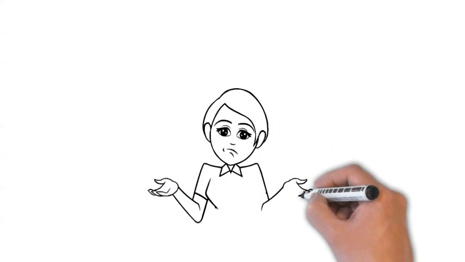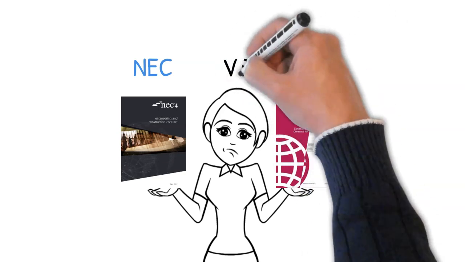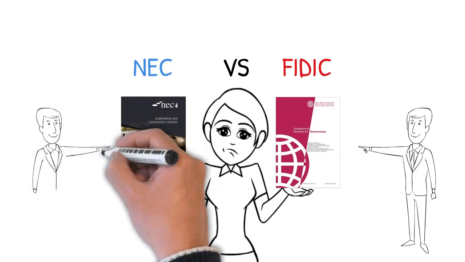Two of the most commonly used international construction contracts are NEC and FIDIC. In this video, we are going to compare the two using a report conducted by NEC, a comparison of NEC and FIDIC.